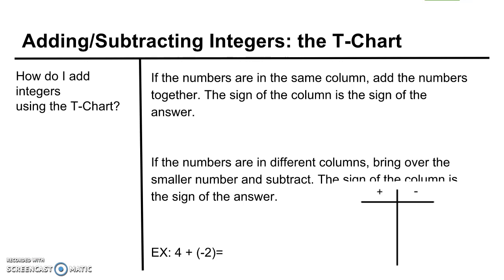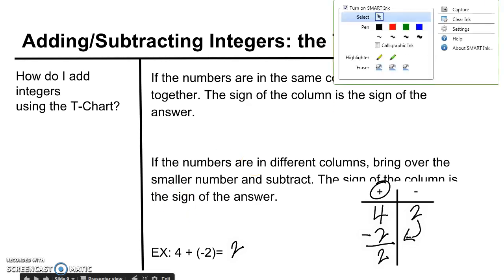How do I use the T-chart to add integers? Remember, if we put two numbers in the same column, we add. If we have them in different columns, we bring over the smaller number and subtract. Those are the steps to using the T-chart. So for this example down here, do this with me, draw a T-chart. 4 plus negative 2. 4 goes in the positive column, 2 goes in the negative column. We bring over the smaller number and we subtract, and we get 2. The sign of the column is the sign of the answer. So we get 2. That is the T-chart.